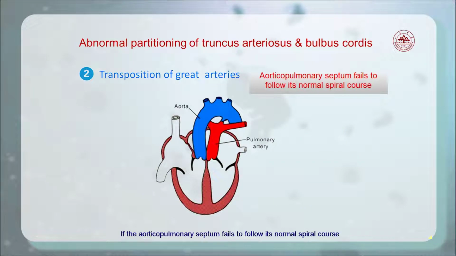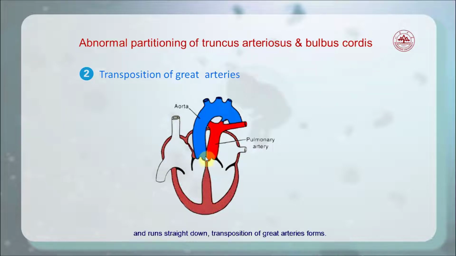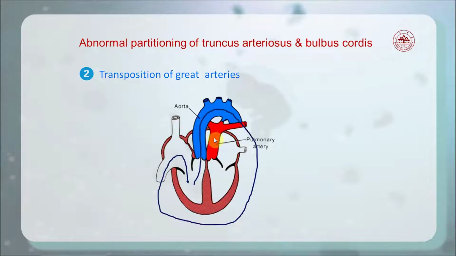If the aorticopulmonary septum fails to follow its normal spiral course and runs straight down, transposition of the great arteries forms. Transposition of the great arteries is the most common cause of cyanotic heart disease. The aorta arises from the right ventricle and the pulmonary artery arises from the left ventricle. And let's check the circulation pathway.